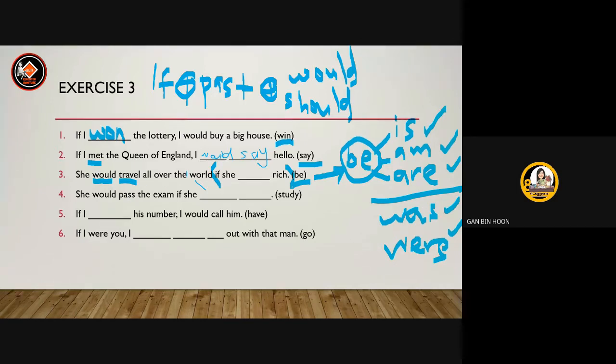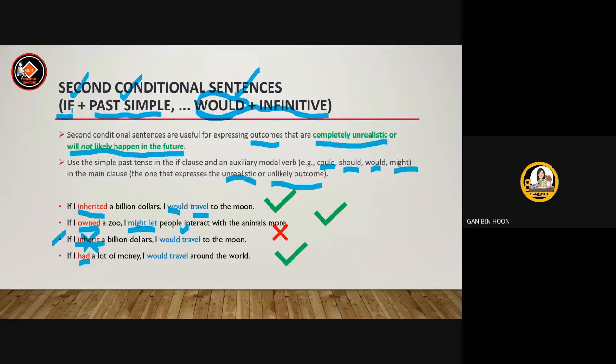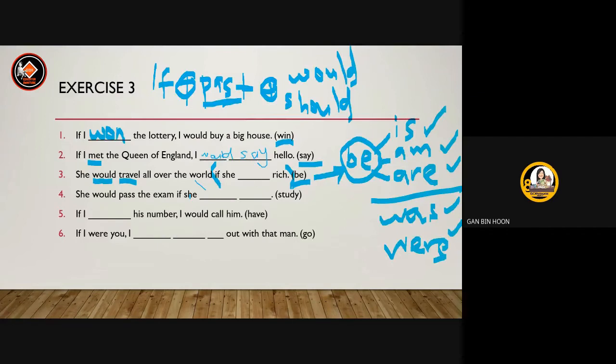So she would travel all over the world if she is. Where is the formula from just now? Look at the original formula. Look at the formula. If plus past simple, plus would plus infinitive. Am I right? So what's the answer? She would travel all over the world if she.